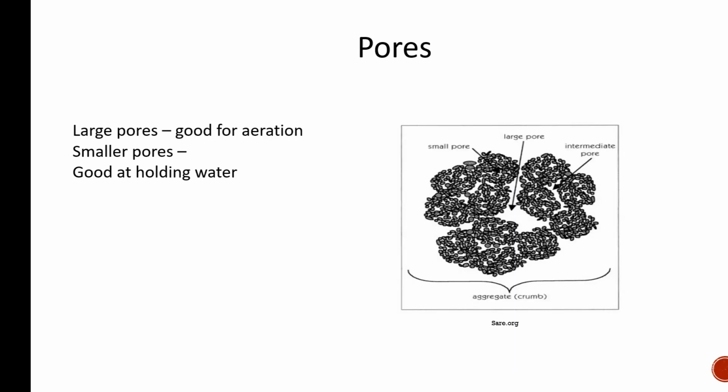So large pores are good for aeration. Smaller pores are good for holding water, and so this is a really nice aggregate or crumb of soil. It's got small pores, large pores, and intermediate pores.